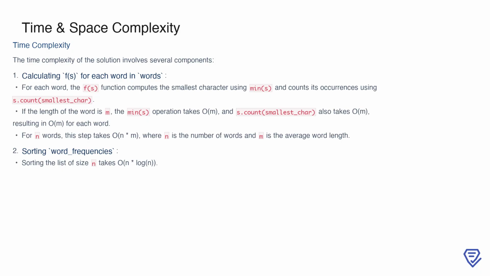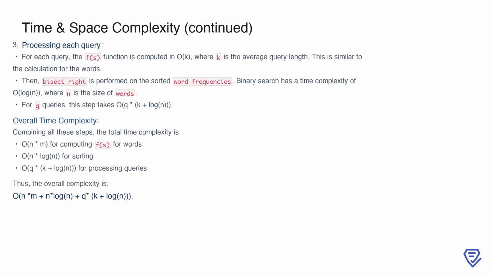Next, we sort the word_frequencies list, which stores the frequencies of the smallest characters from all the words. Sorting a list of size n requires O(n * log n) time. Together, these two steps form the first parts of our overall time complexity. Now, let's consider the time complexity for processing the queries. For each query, we compute f(s) just like we did for the words. If the query length is k, this computation takes O(k).